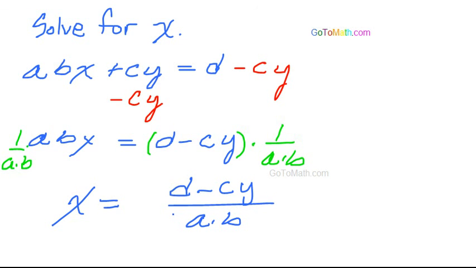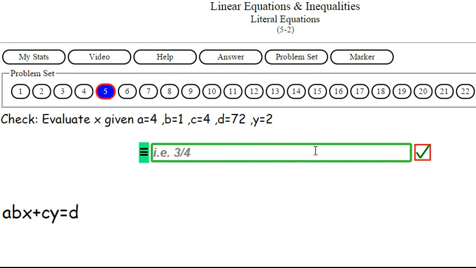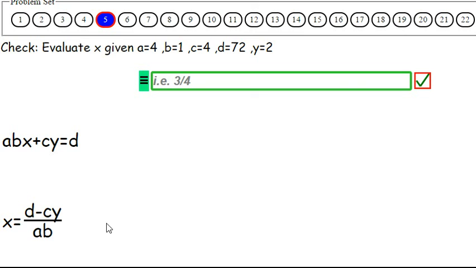You know, it seems like we've already done this problem, but maybe we didn't. I hope I clicked on 5.2. d minus cy over ab. Yeah, 5.2. Okay, let's just hit the answer. Let's see what happens here. D minus cy over ab, x is equal to.